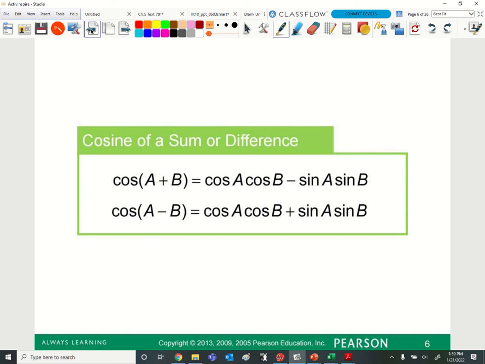Cosine A plus B? Yes? Or is it A minus B? Oh wait, minus. Wait, no. Plus. Okay, because we have a minus sign in ours, right? In ours, we have a minus sign, so if I'm going to work to the left, that means it's cosine of A plus B. So that means this is what I'm looking for. So it's cosine of A plus B.